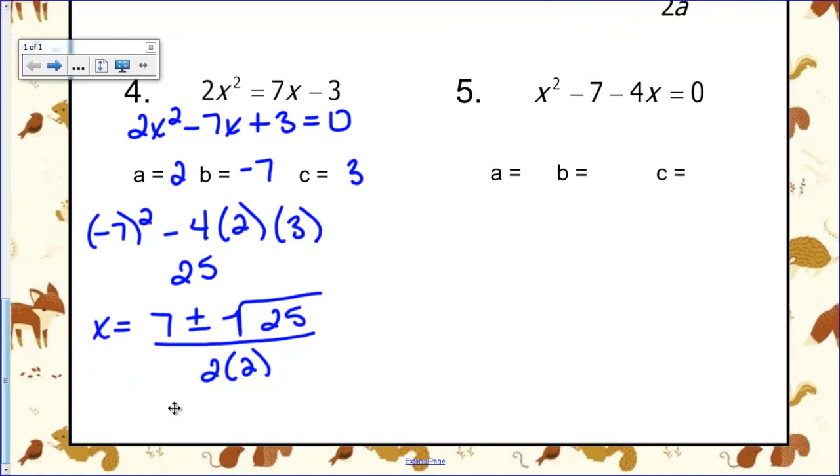So now we'll simplify. We're going to grab our calculator and we're going to take care of this math. So I'm going to do 7 plus, well, the square root of 25 is 5, and 2 times 2 is 4.